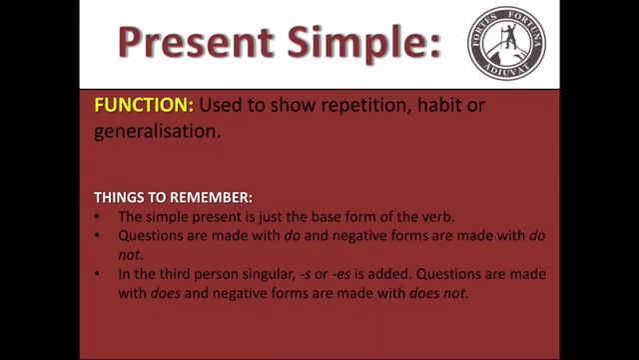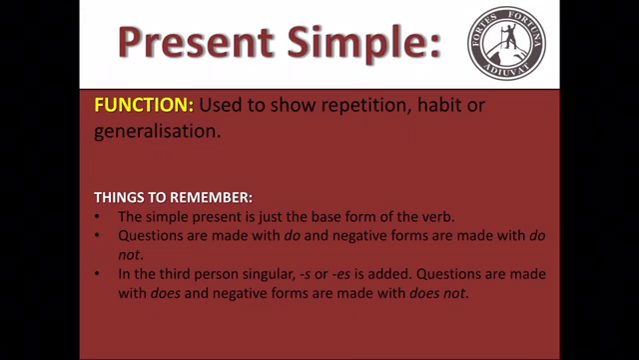In the third person singular, we add s or es to the end of our verbs. The questions in third person singular are made with does, and the negative form is made with does not.